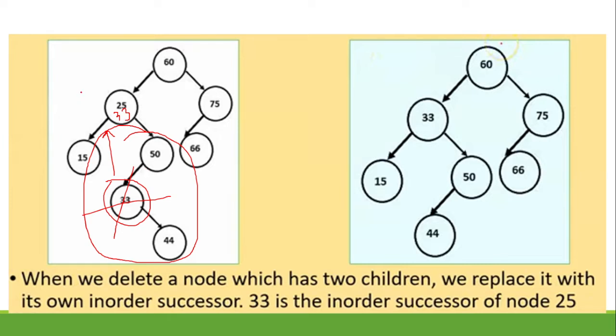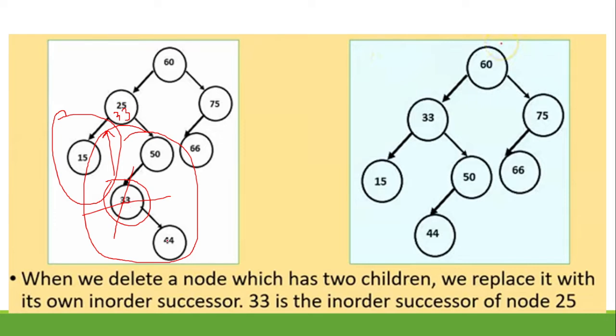Now we have mentioned another term, in-order predecessor. For that, look at the left subtree. For any node, look at the left subtree. There, which is the largest value? That is the in-order predecessor. Okay, we'll see it in another example. In this case, we chose the in-order successor method. So, if you perform the in-order traversal, the successor is 33. So, replace node 25 with 33.